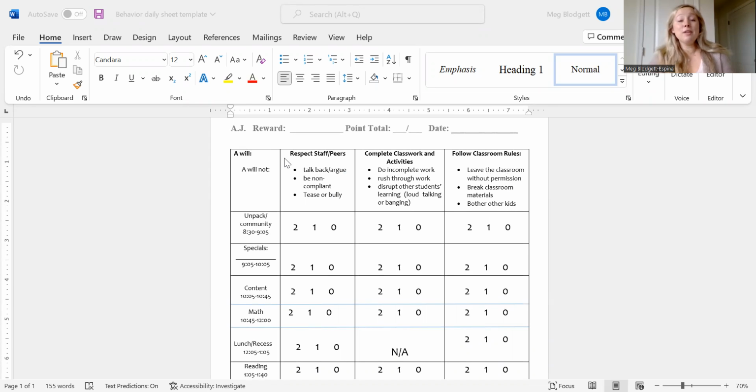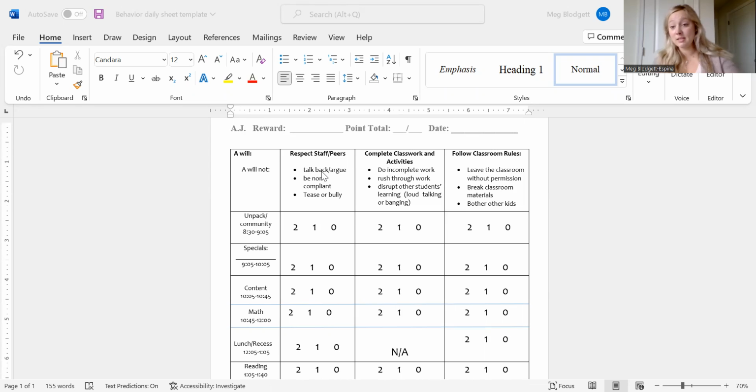So what I did for this one is that we would do it every single day. We would talk about it in the morning. We had a set criteria of what she was going to be earning for the day and what score she needed to get to be able to attain that goal. And based on that, we talked about, again in the morning, how we will respect peers and staff, complete classwork and activities, and then follow classroom rules. And then we also stated what she would not do, so very specifically saying what does this not look like?